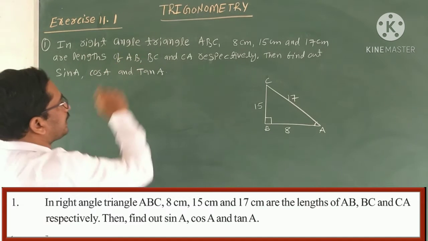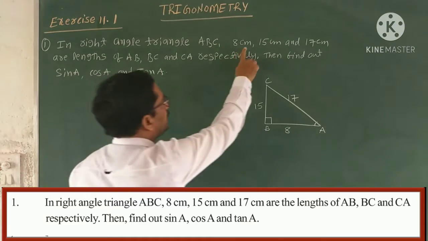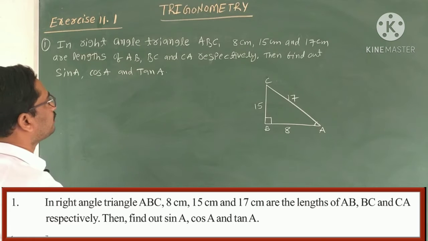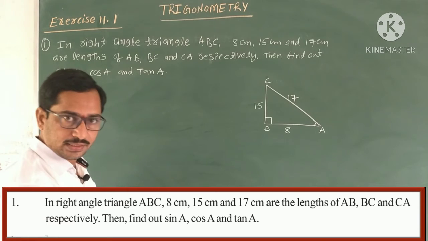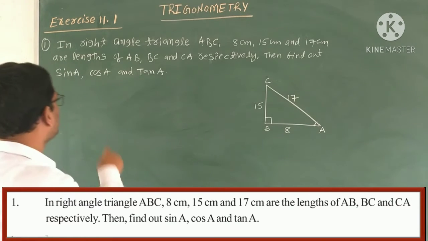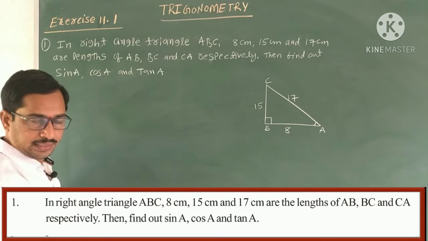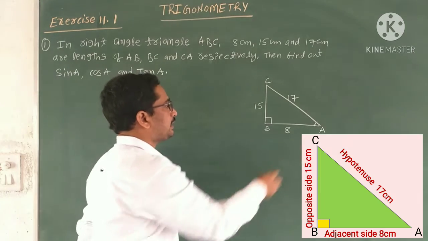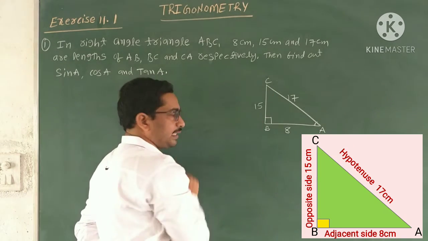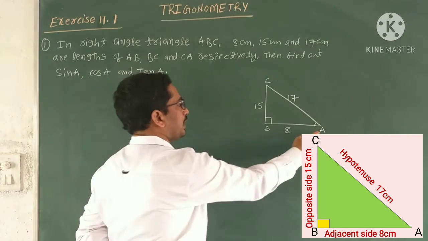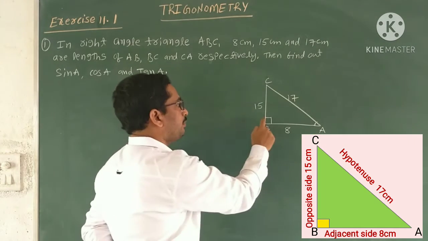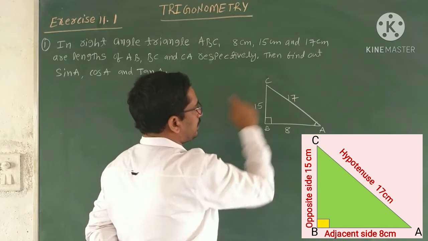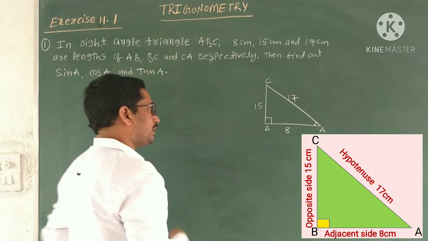In right angle triangle ABC, 8 centimeters, 15 centimeters and 17 centimeters are lengths of AB, BC and CA respectively. Then find out sin A, cos A and tan A. We have to find out the values of sin A, cos A and tan A. See here the right angle triangle ABC, right angle at B. The measurements are given. AB length is given 8 centimeters, BC length is given 15 centimeters and the AC length is given 17 centimeters. So write the given data.